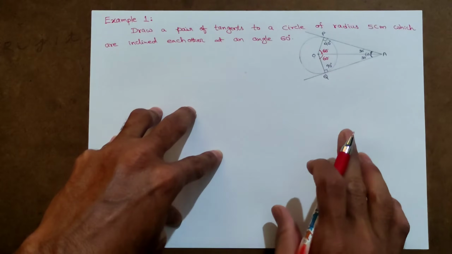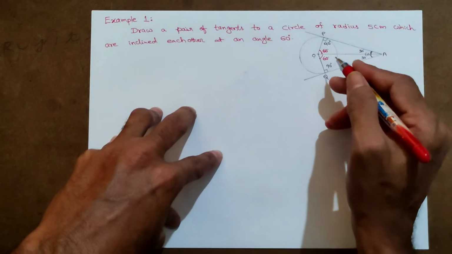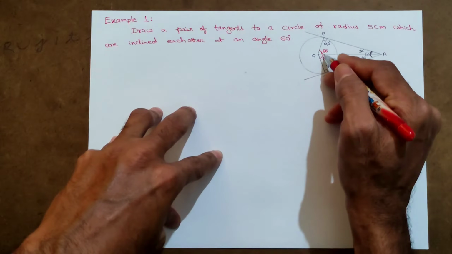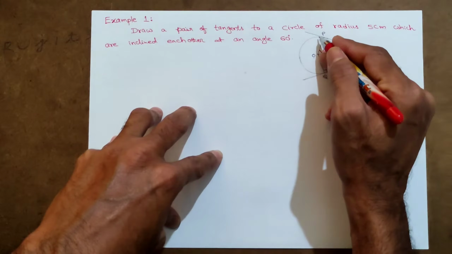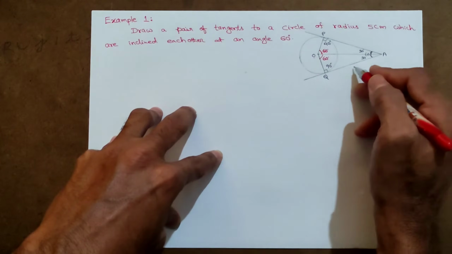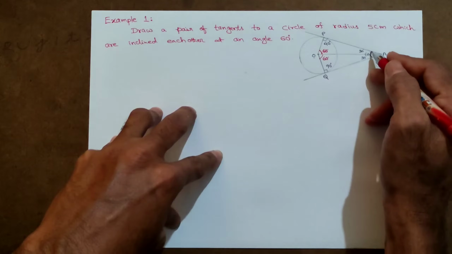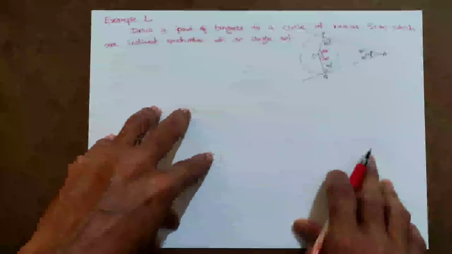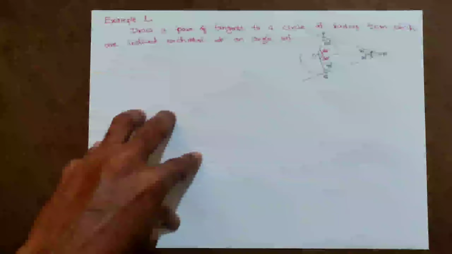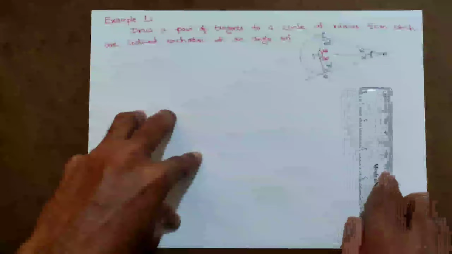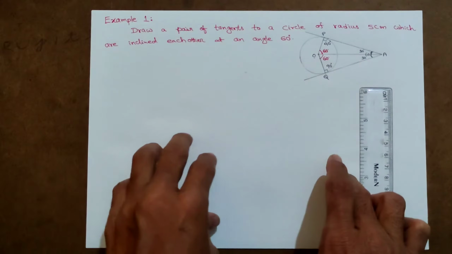Clear? So here let us draw a construction where this angle is 60 plus 60, which is 120, and from here if you draw one perpendicular, and from here one more perpendicular, you will get 60 degrees. So let us start this construction. First we have to draw a circle of radius 6 centimeter.